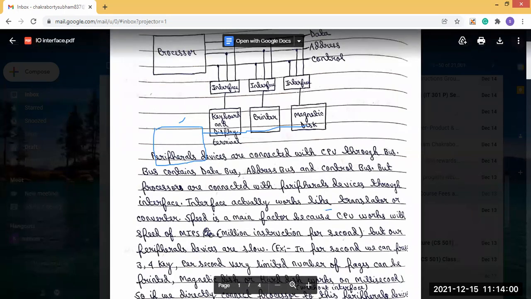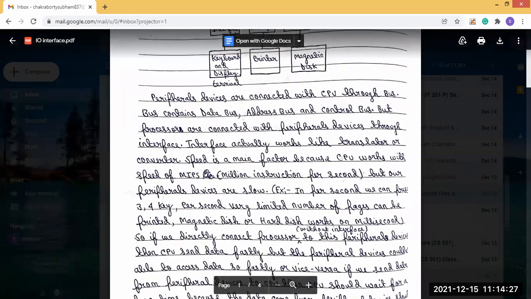So if we do not use the interface concept, let's say we didn't use the interface here or here, that means all the input output devices are directly connected to the processor, then a problem will happen. The CPU will send data very fast, but the peripheral device cannot access the data so fast. Or the vice versa.